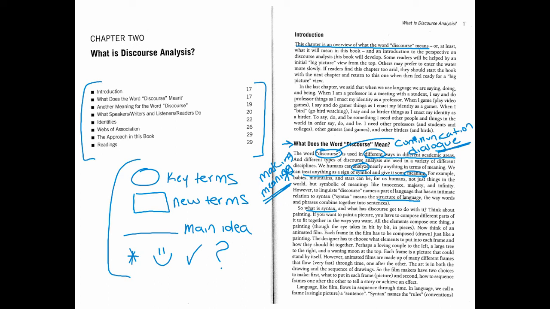However, to linguists, discourse names a part of language that has an intimate relationship to syntax. Syntax means the structure of language, the way words and phrases combine together into sentences. And then the next paragraph goes into defining syntax. What I can think about this initial paragraph here is that the entire thing about discourse analysis is going to be analyzing communication and dialogue that happens in a variety of locations and a variety of spaces. And that analysis is to think about how people make meaning. So from that paragraph, that's what I understand.